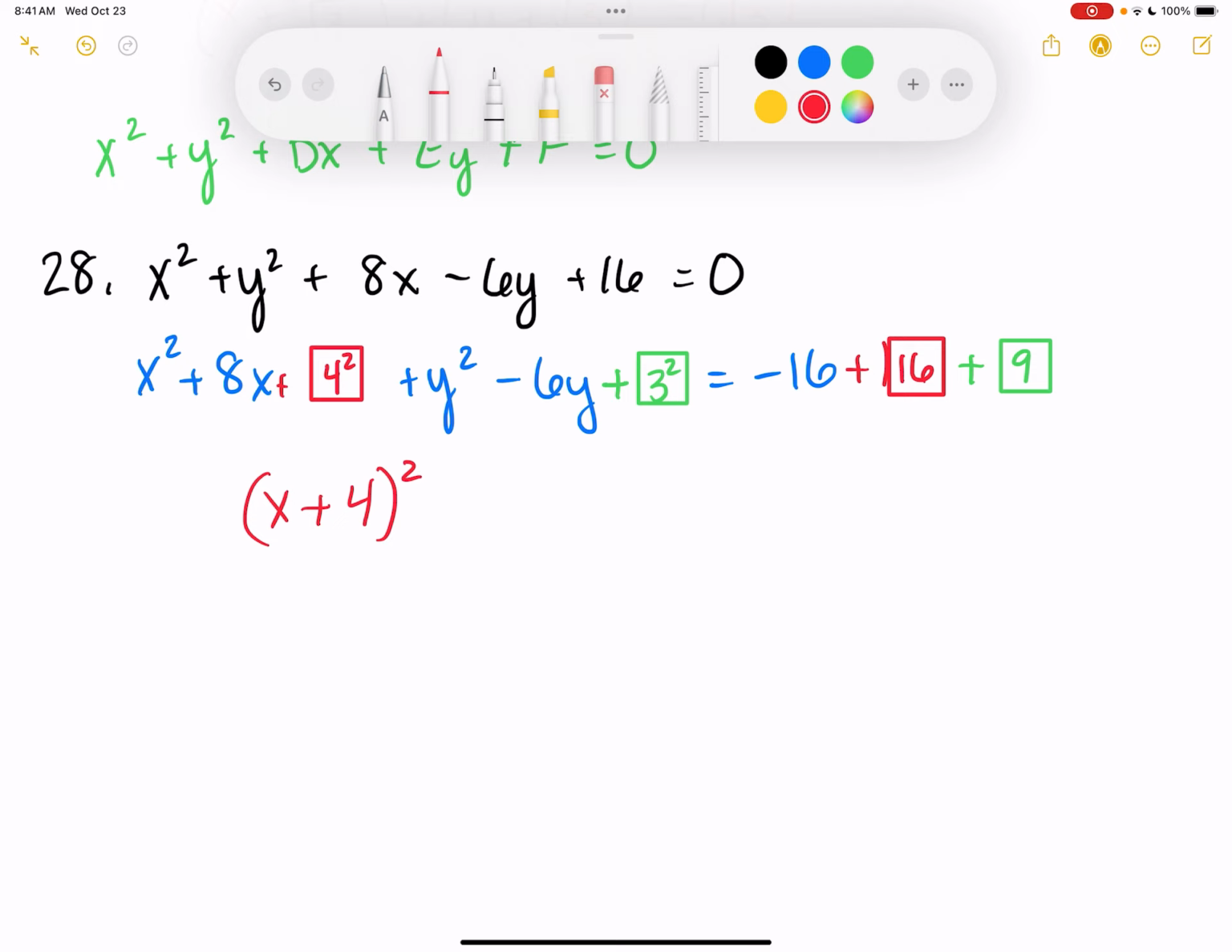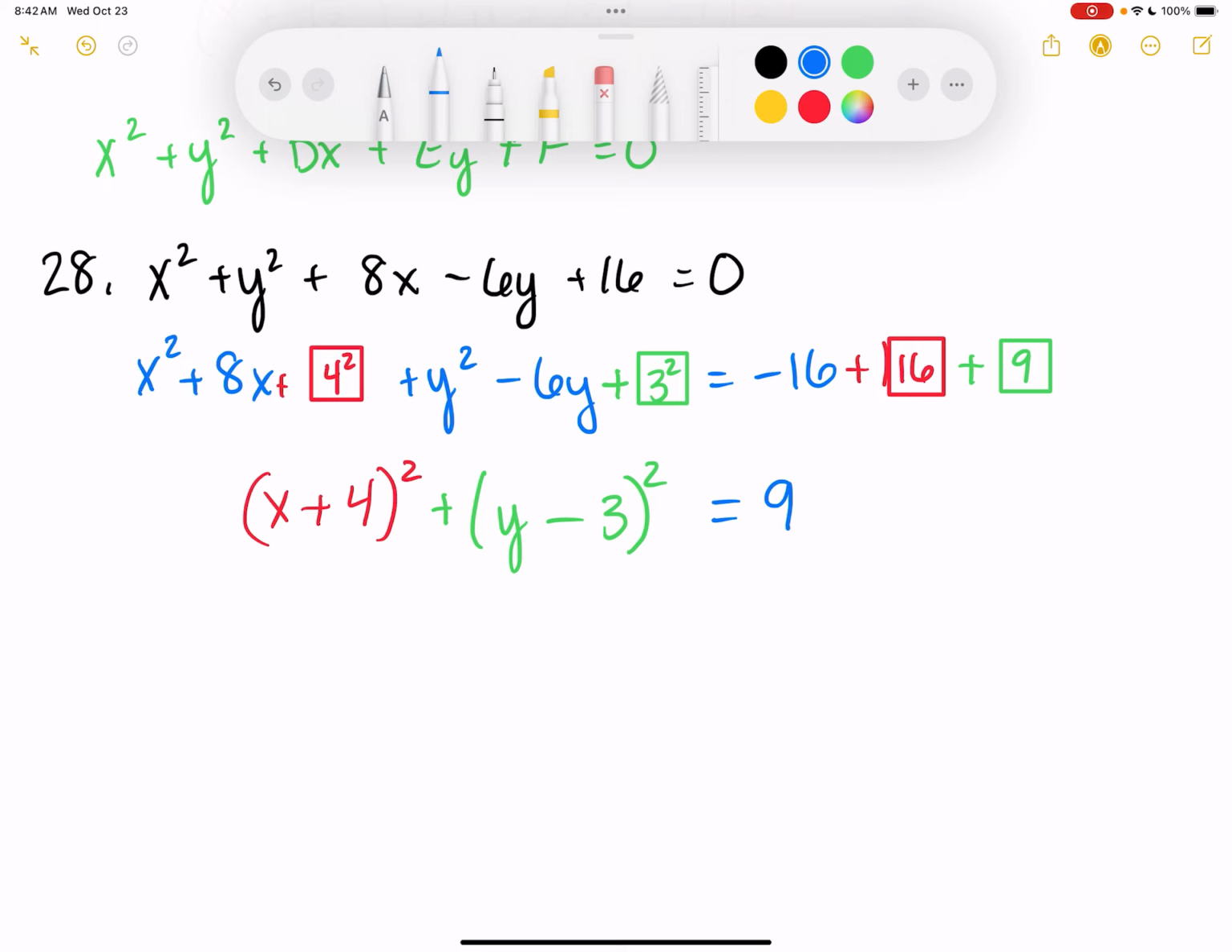Then for the y one, I'm making this a perfect square trinomial also. The middle sign here is negative, so the sign inside is negative. So y minus 3 squared. And if I FOILed this back, I would get y squared minus 6y plus 9, just like I had there. Equals, well, negative 16 and positive 16 go away, so it's equal to 9.